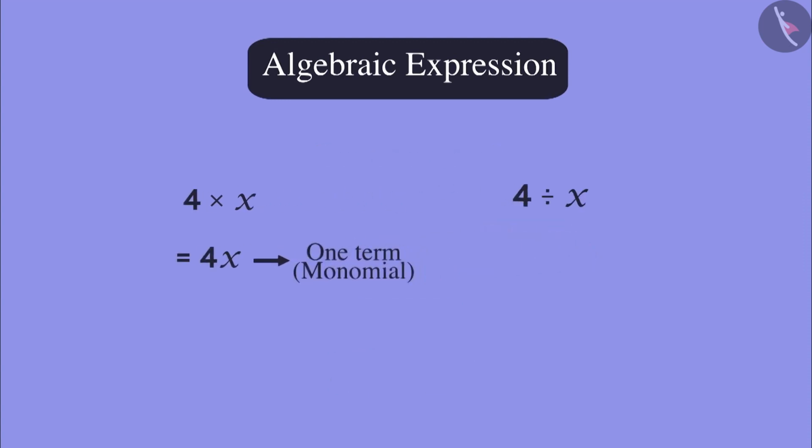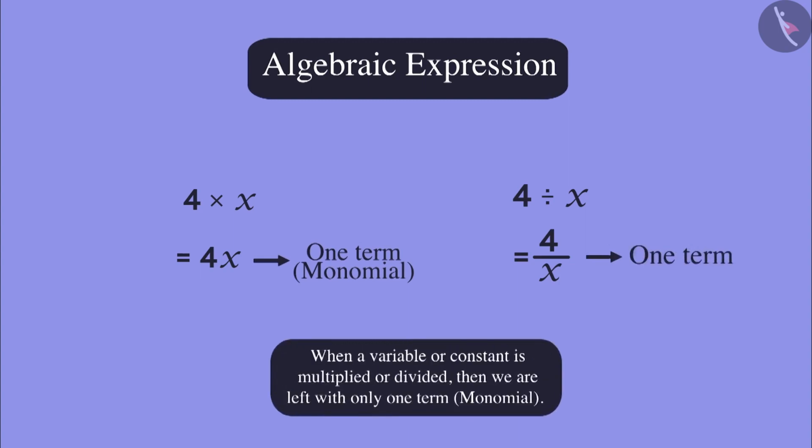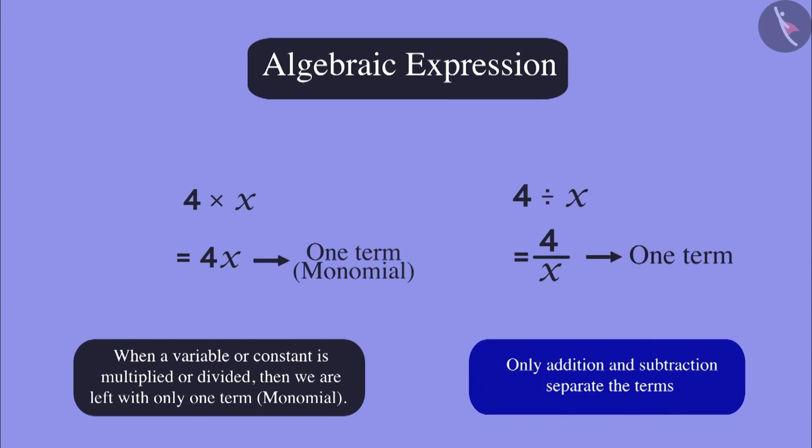Then what about 4 divided by x? How many terms are there in it? Here, a number is divided by a variable. But still, it will be considered as one single term. When variables or constants are multiplied or divided, then it is considered as one term. Only addition and subtraction separate the terms.